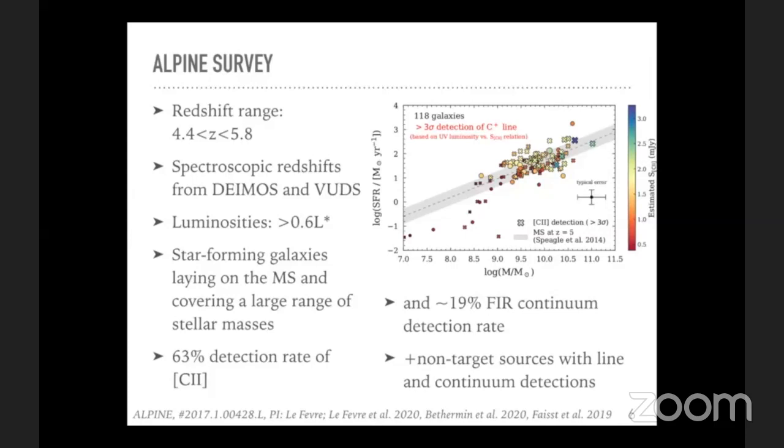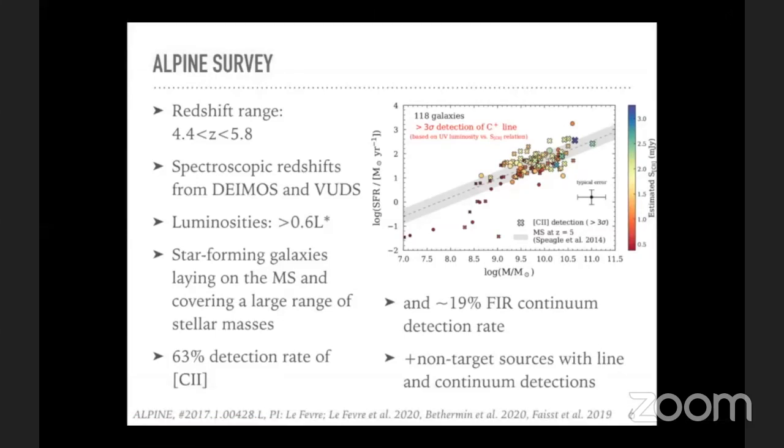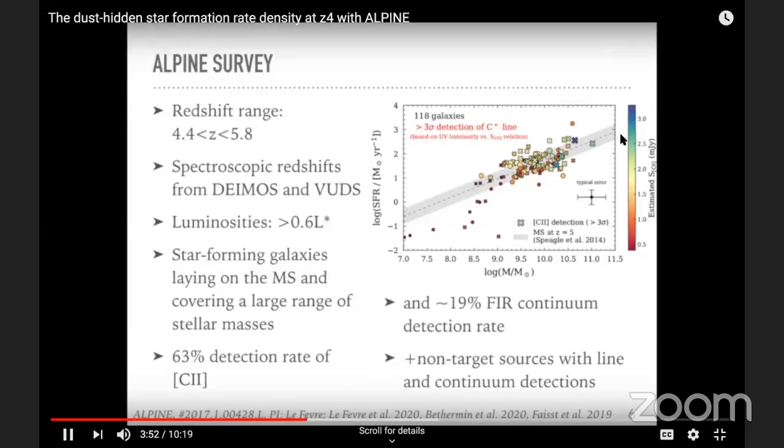And also, this survey is very good to constrain star formation rate density, since it covers a very large range of properties such as stellar masses, UV magnitudes, and star formation rates. And based on UV data, we can see that these are the galaxies which are on the main sequence.